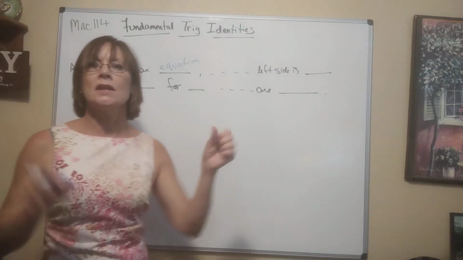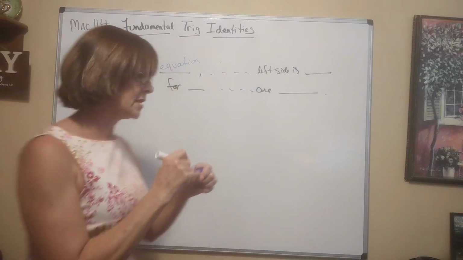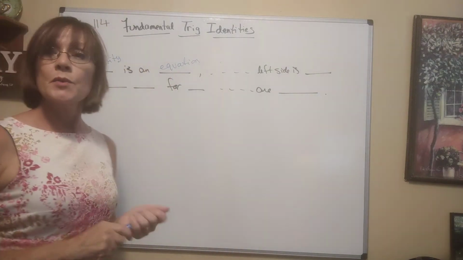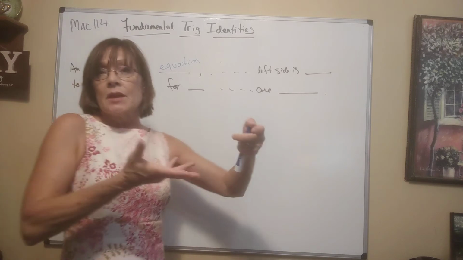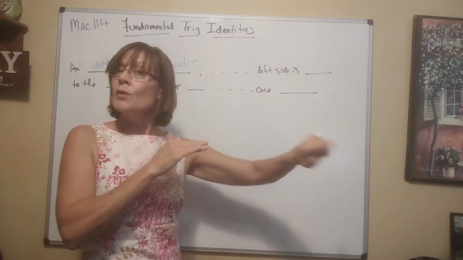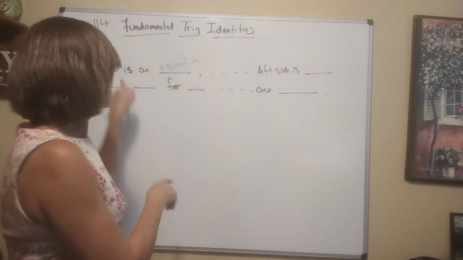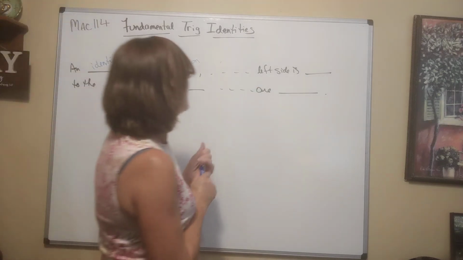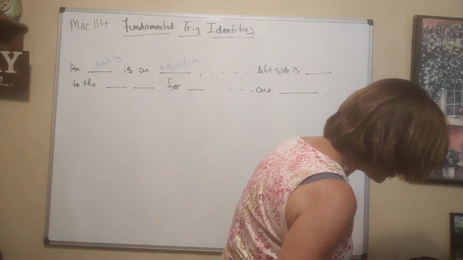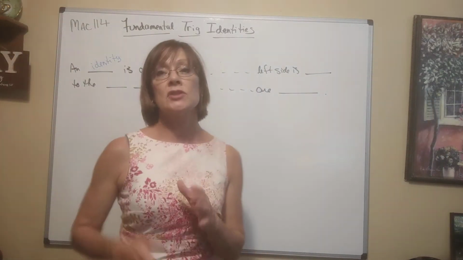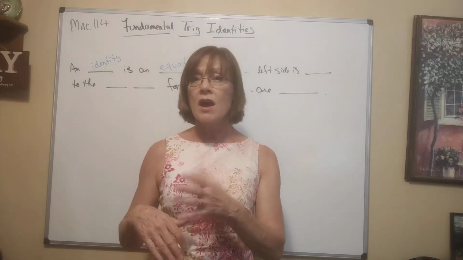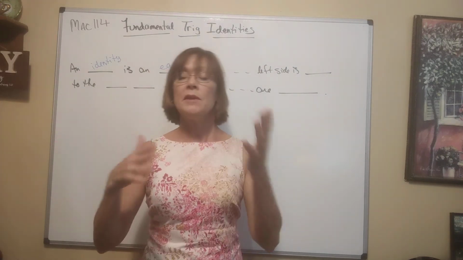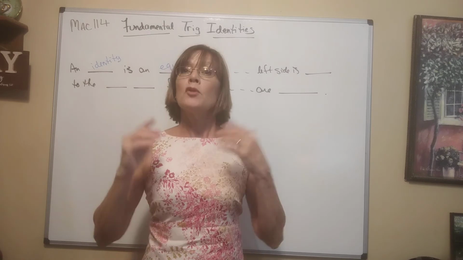It has an equal sign in it. It has two sides to it. It's not just an expression. An expression is just some math expression, but no equal sign, no two sides. An equation has two sides. And then it says, in one or more variables, so it can have just an X, or an X and a Y, or an X and a Y and a Z, or A, B, C. It can have one variable or more variables.